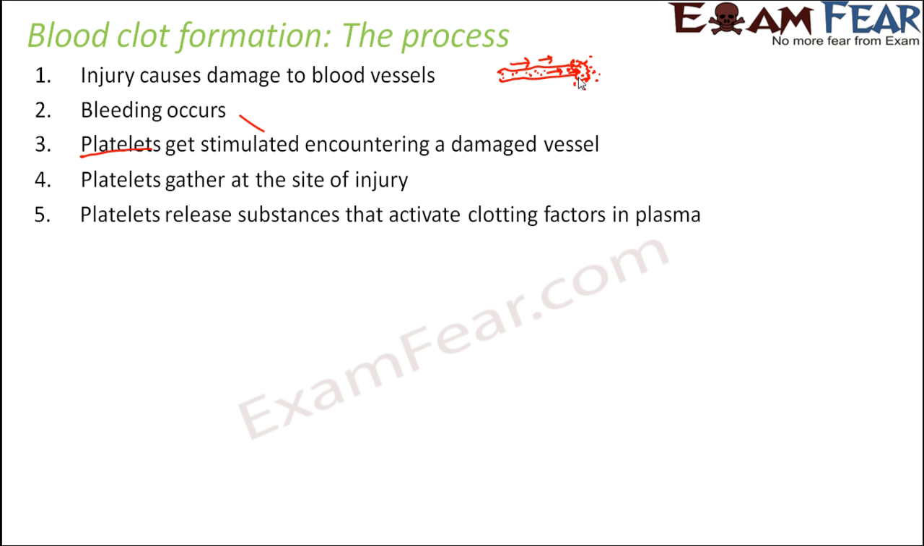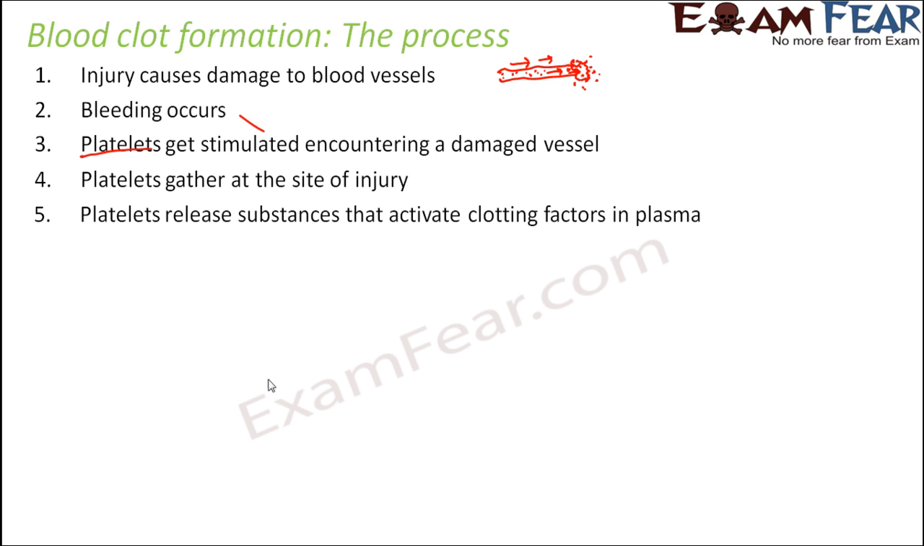On top of this, they also release certain substances which help in activating the clotting factors which are present in plasma. Remember, I was talking about the proteins which are present in plasma, whether it is fibrinogen or globulin or albumin, they all are inactive in the plasma. So you actually need to activate them. Now out of all those plasma proteins, the one which actively takes part in clotting is fibrinogen. So fibrinogen needs to be activated in order to help in clotting. So these platelets release substances which help to activate fibrinogen.